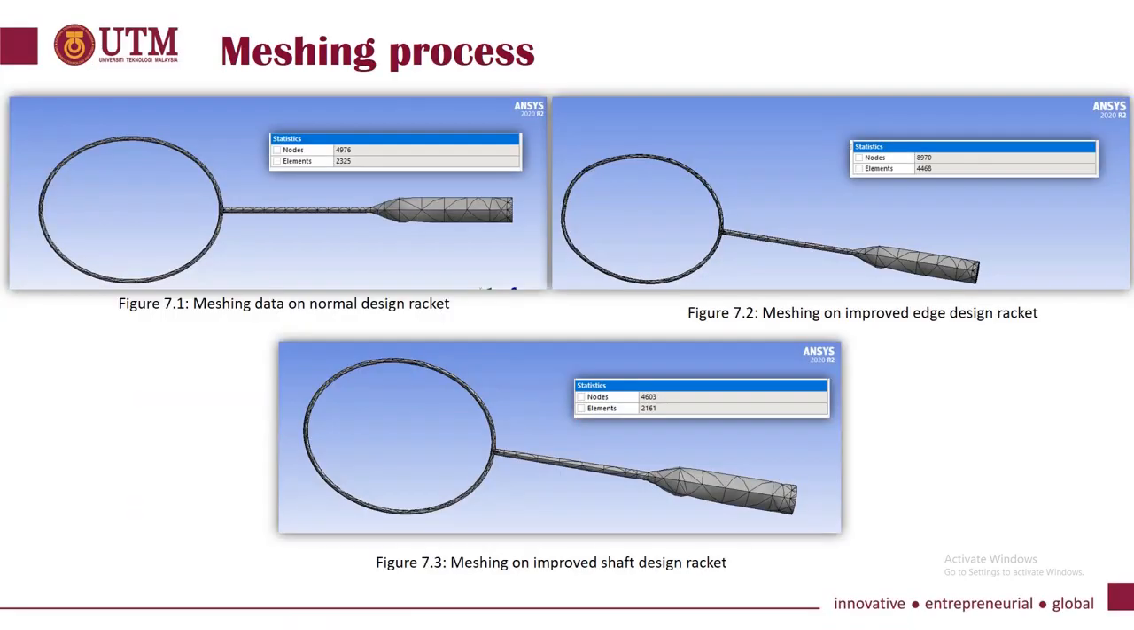Creating the mesh with the imported models was successful. During the meshing process, in Figure 7.1, there were 4,976 nodes and 2,325 elements created from meshing on the normal racket design. While in Figure 7.2, there were 8,970 nodes and 4,468 elements created from meshing on the improved edge design. Last, in Figure 7.3, there were 4,603 nodes and 2,161 elements created in the improved shaft design due to meshing.